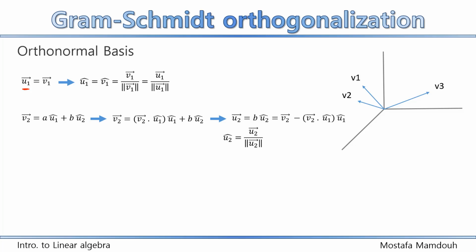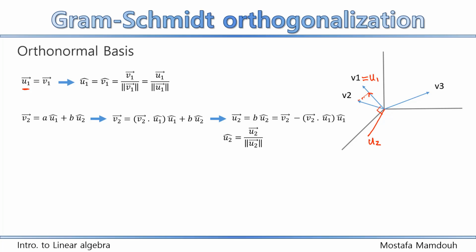We know that any vector in a three-dimensional space can be decomposed into two orthogonal vectors. So for example here, v1 is equal to u1, and v2 can be decomposed to have a component in the direction of u1 and a direction orthogonal to v1. And we will call it u2. Now our job is to get that u2.